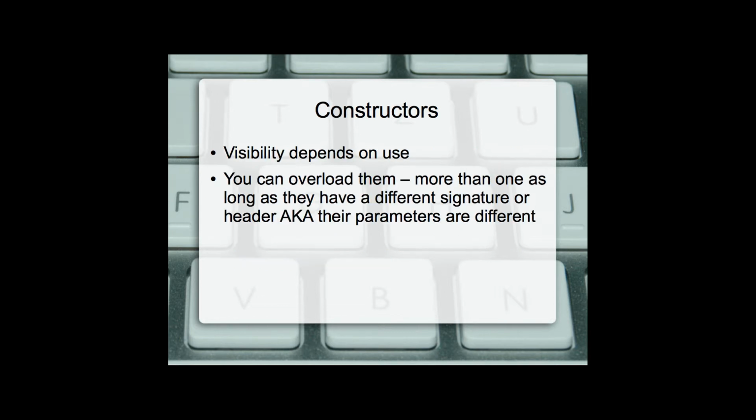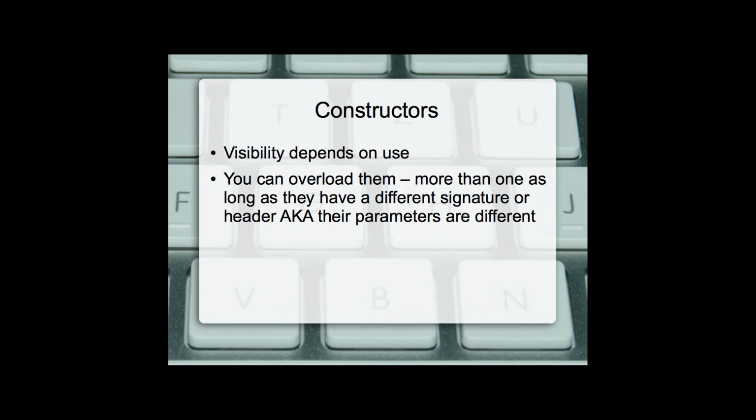Our visibility can be specified, like I said, based on their use. 98% of the time, the constructors we write will be public constructors. There are some private constructors that exist, and we'll talk about them as we go along. But the biggest thing with constructors is the idea that we can have multiple constructors.